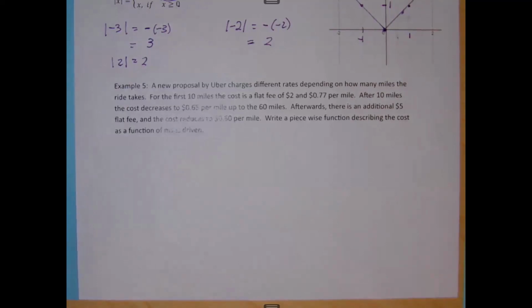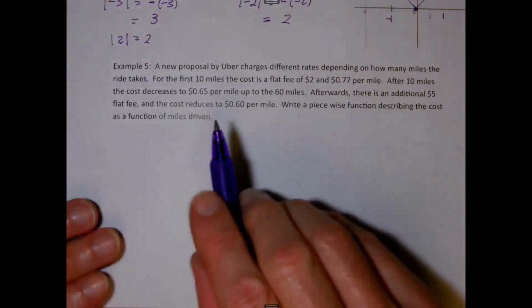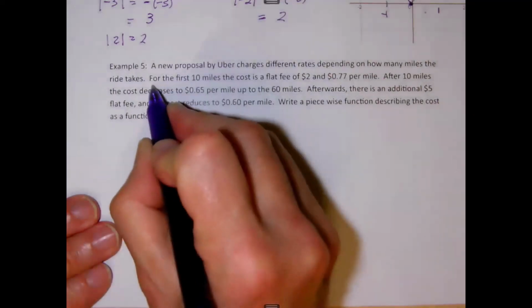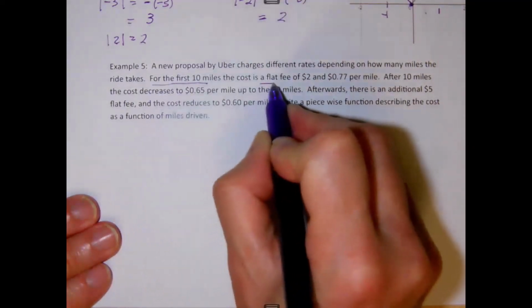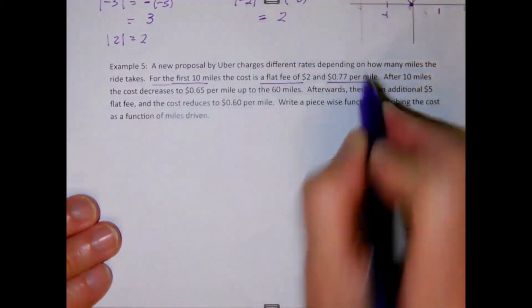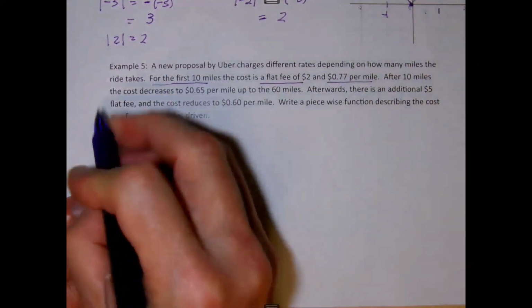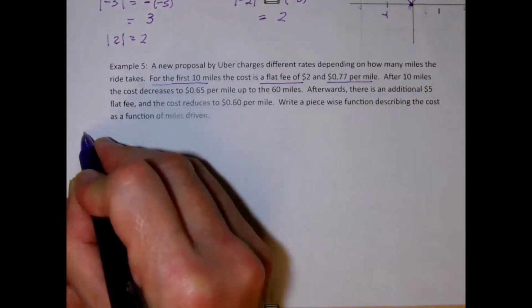All right. So there's different rules for different situations, different parts, and that's what we're about to play with and figure out and create a piecewise function. So let's look at the first rule. For the first 10 miles, the cost is a flat fee of $2.77 per mile. Okay, so I'm going to write the first rule down. So what's my first rule?